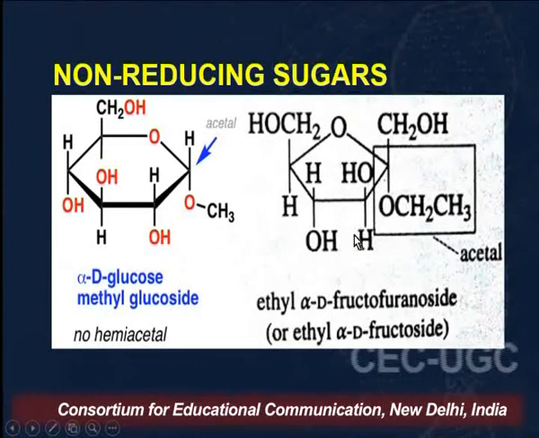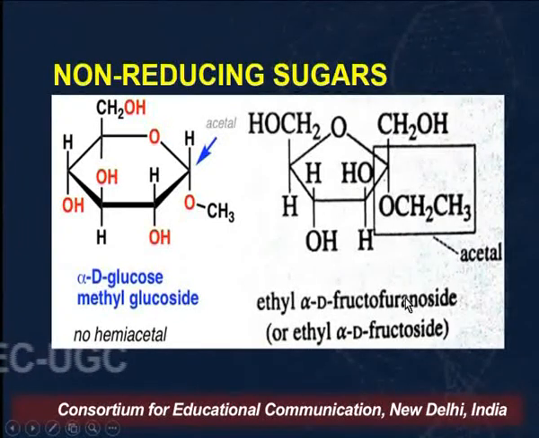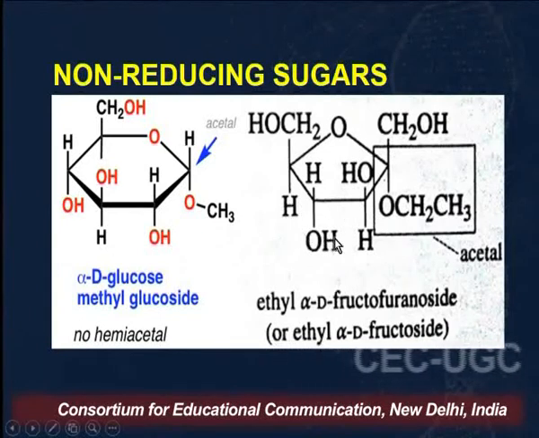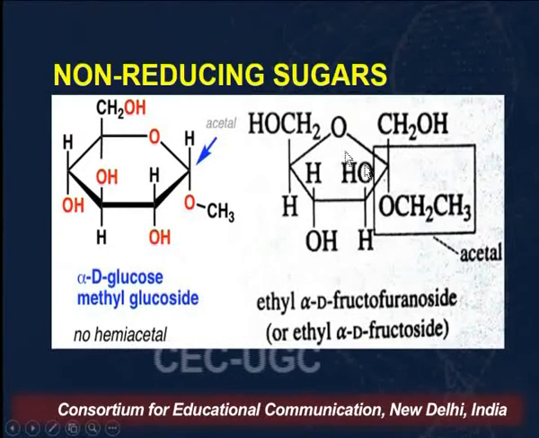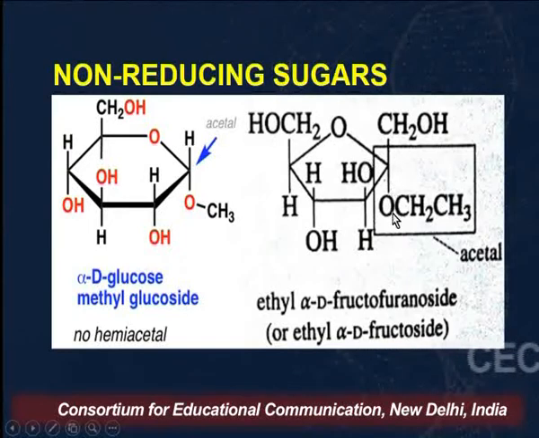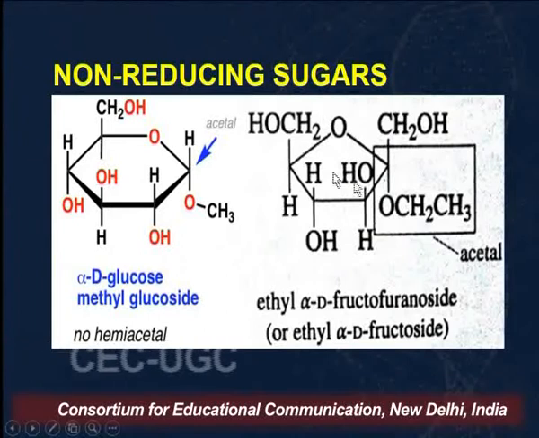Similarly, in case of fructose, we find that ethyl alpha D fructofuranoside will also be a non-reducing sugar, because in this again it is existing as a glycoside. It has two ether linkages, O and O. This anomeric carbon is attached to two ether groups, so it will exist as a non-reducing sugar.